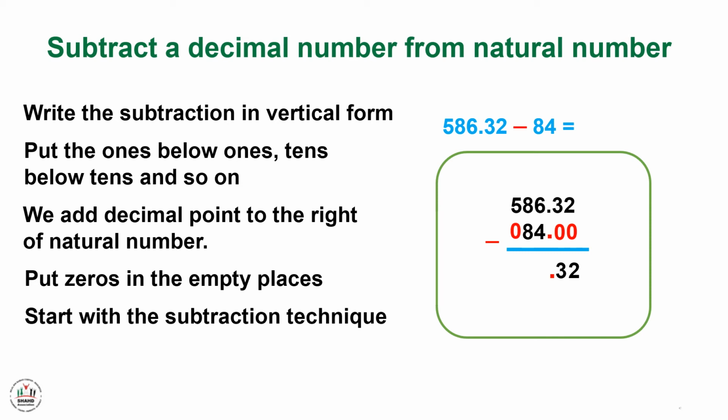6 minus 4 gives me 2, 8 minus 8 is equal to 0, 5 minus 0 gives me 5. So the final result of 586 and 32 hundredth minus 84 is 502 and 32 hundredth.